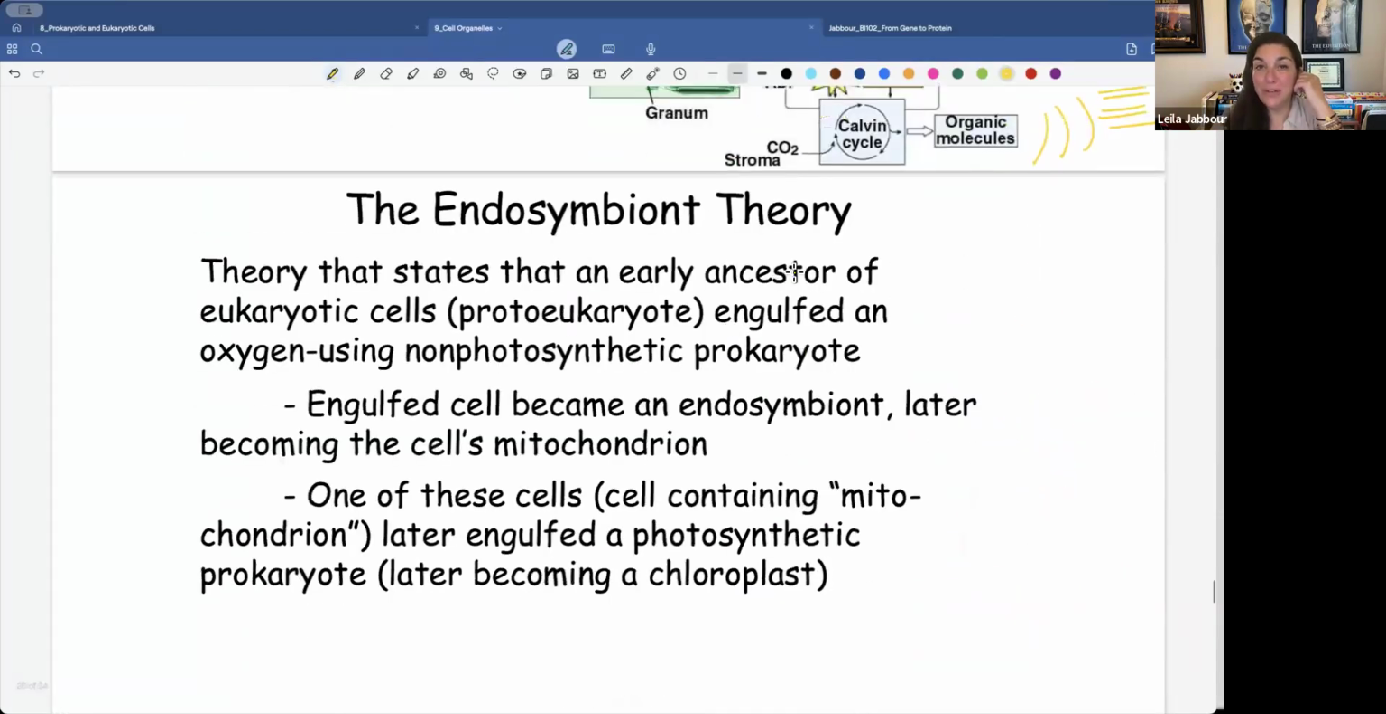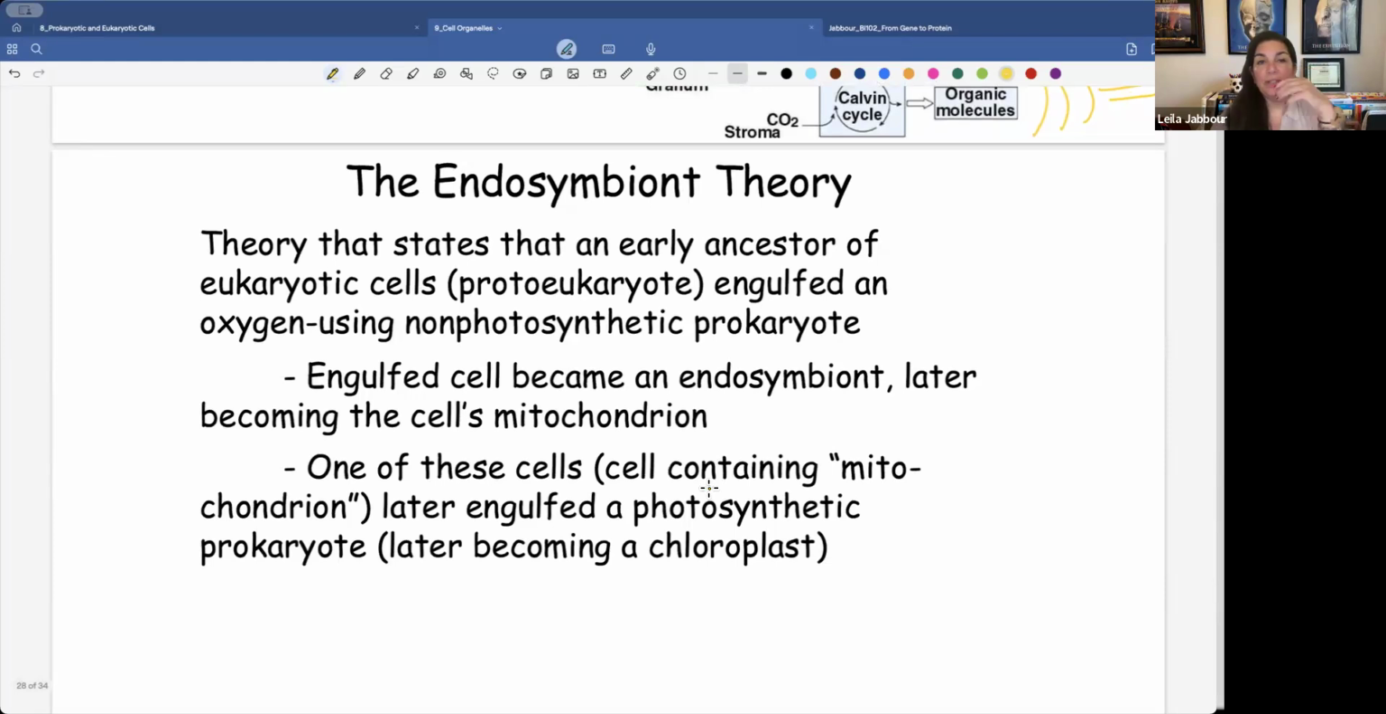All right, so the endosymbiont theory is what I was saying a minute ago. Early ancestors of eukaryotic cells, called proto-eukaryotes, engulfed an oxygen-using non-photosynthetic prokaryote, and that engulfed cell became an endosymbiont, eventually the cell's mitochondrion. So they both benefited from each other. One didn't die because of the other. So that's the endosymbiont theory.